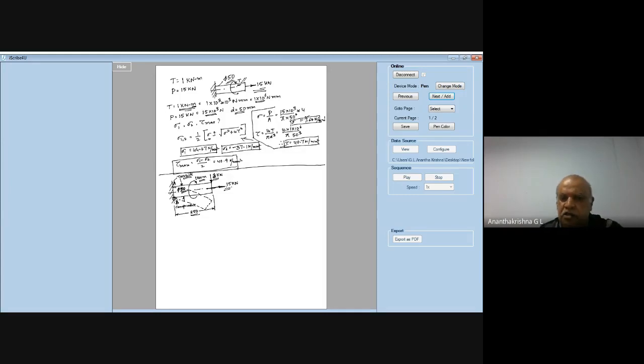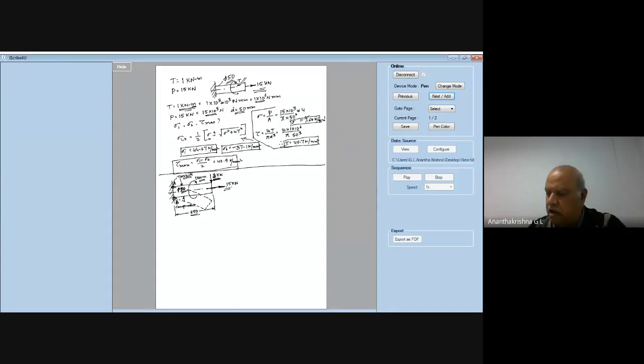Tensile stress. So these are the two critical points, A and B. The axial stress does not change for both points A and B, but the bending stress will vary from point A to point B, because point A is subjected to tensile stress and point B is subjected to compressive stress.